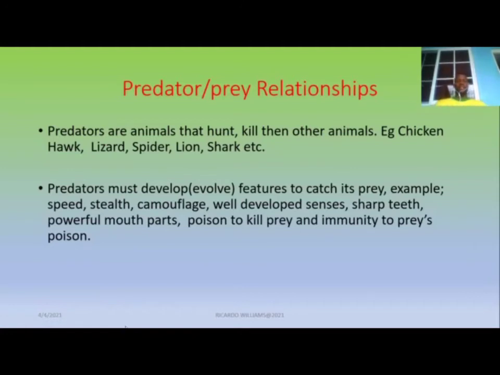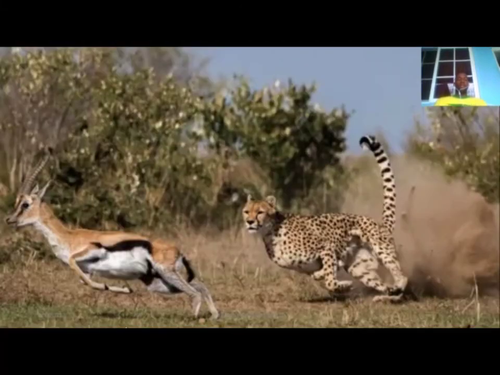They can't just get up and catch the prey like that. So they will develop things like speed, stealth, camouflage, well-developed senses, sharp teeth, powerful jaws, and even poison to kill their prey. And what they also do is develop immunity to the poison that their prey might inject them with when they are hunting them. So these are the things that the predators will develop.